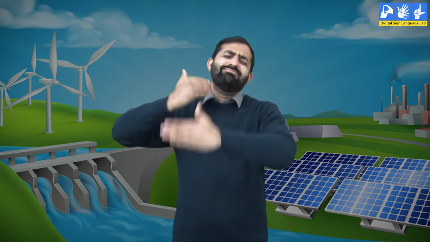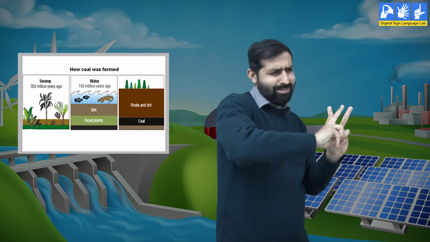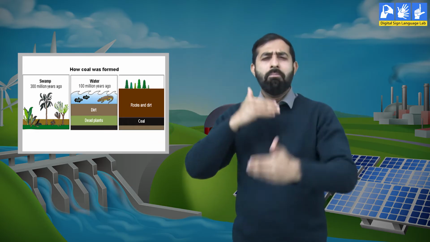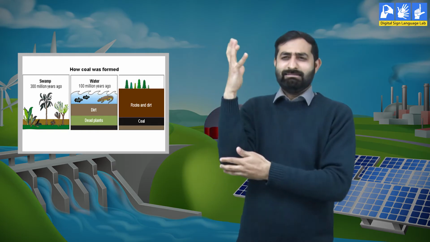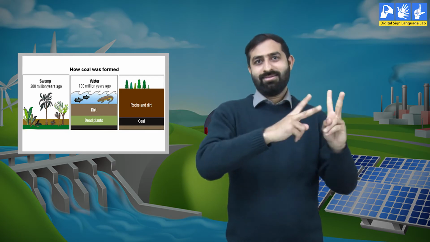What is fossil fuel? How are fossil fuels formed? Let us discuss this. Fossil fuels take millions of years to form. They are made from decomposing plants and animals. When plants and animals die, they get buried under the soil.